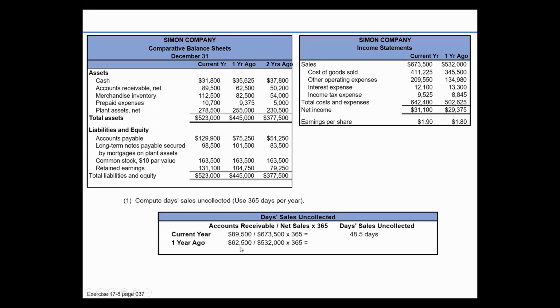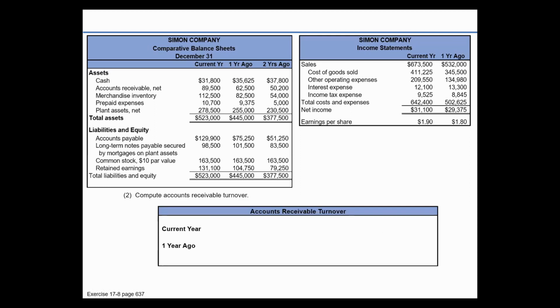And then you do the same thing for 1 year ago. So 1 year ago, we go down here to the accounts receivable is 62,500. And then we look at the net sales for a year ago is 532,000. So we divide this, multiplied by 365 is 42.9. So we see here now that in the current year it's taking a little bit longer for us to get collected from our sales. So now we'll look at the accounts receivable turnover.